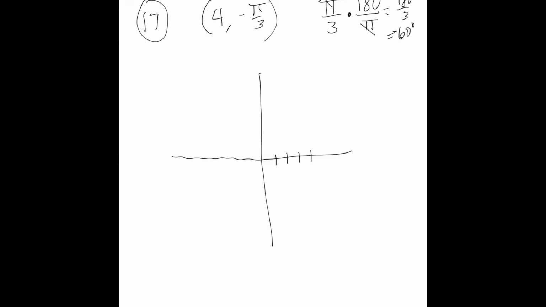Or if you're going from degrees to radians, you can do that as well, except you just multiply by pi over 180, and that's 60 pi over 180, which is 1/3 pi, or pi over 3. So just a side note there. Okay, so 4 comma negative pi over 3, which we know is negative 60 degrees. We're going in the clockwise direction, the negative direction, so we're going to be here.